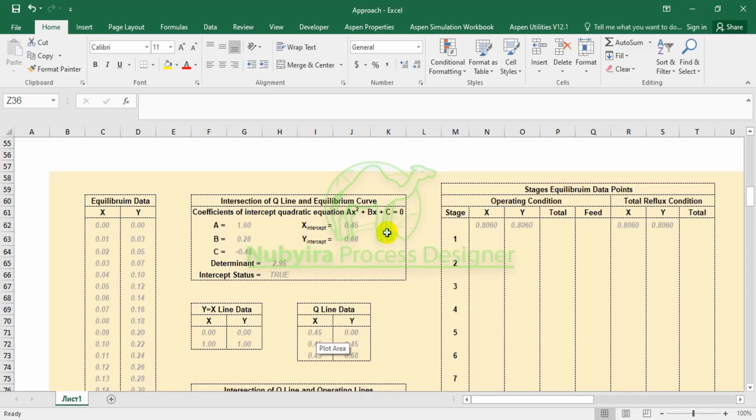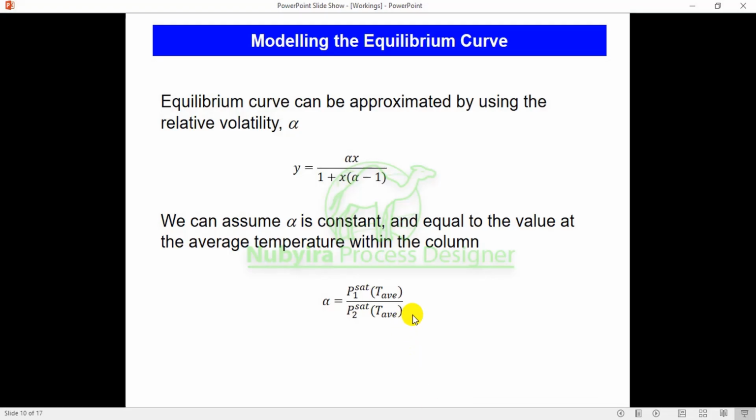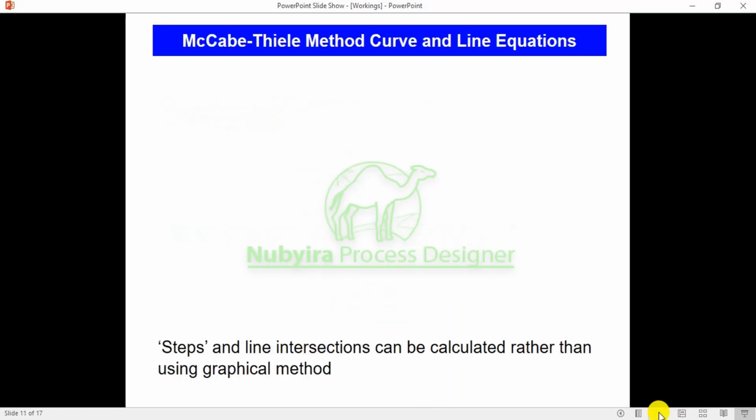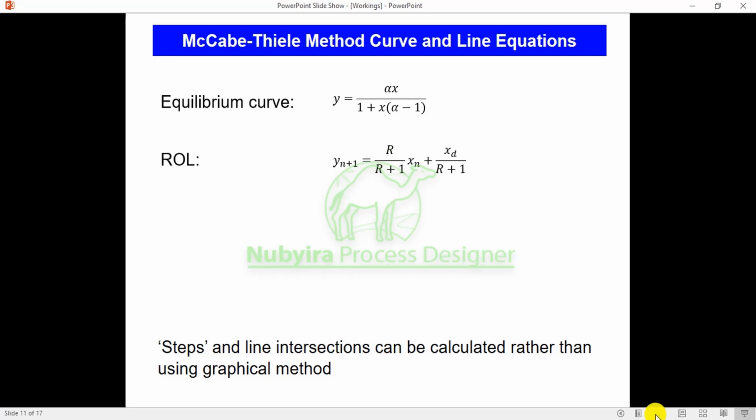So the next thing to do is, because we are using the McCabe-Thiele method, we have to discuss some important lines and equations. We have the equilibrium curve that we have already done, and the next things are the rectifying operating line, the stripping operating line and the Q line.